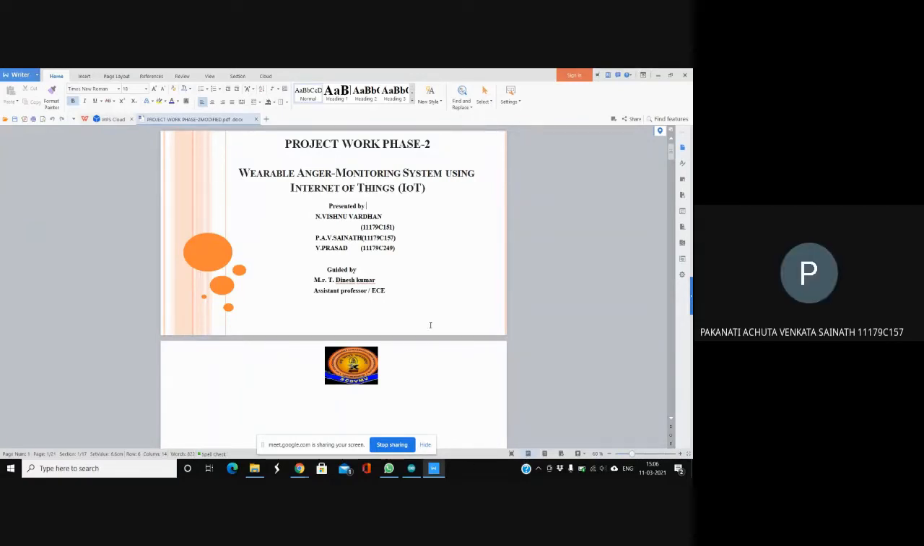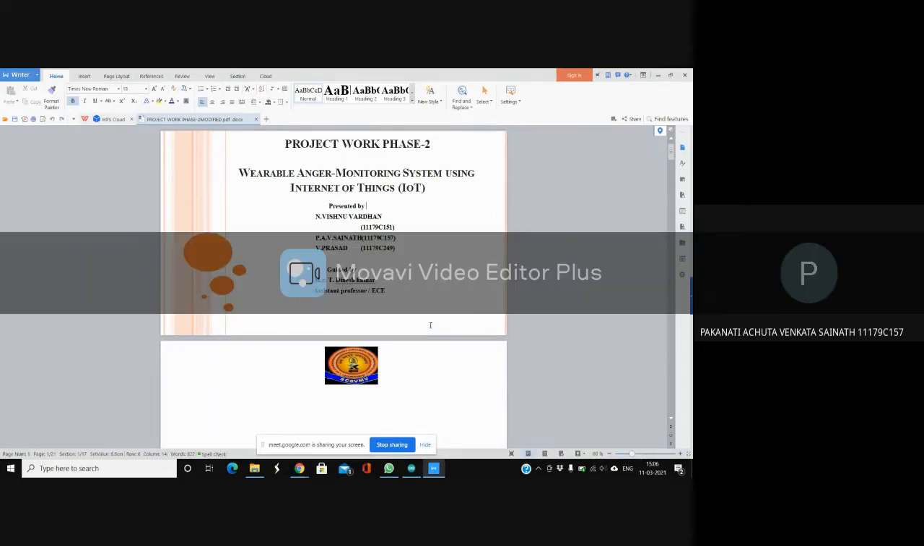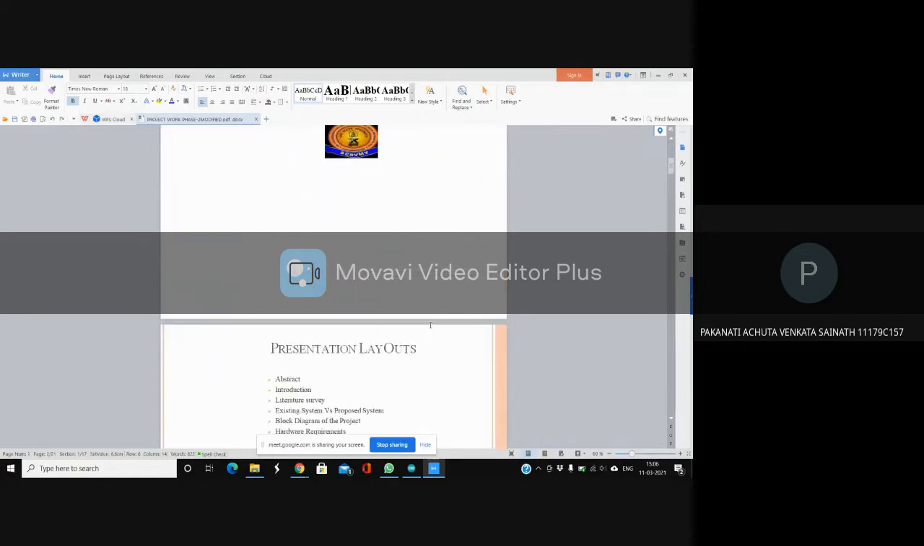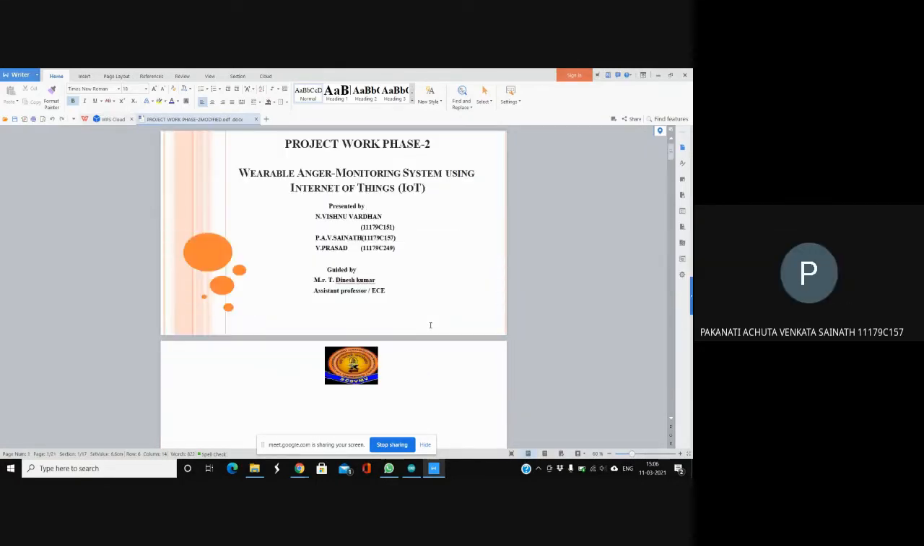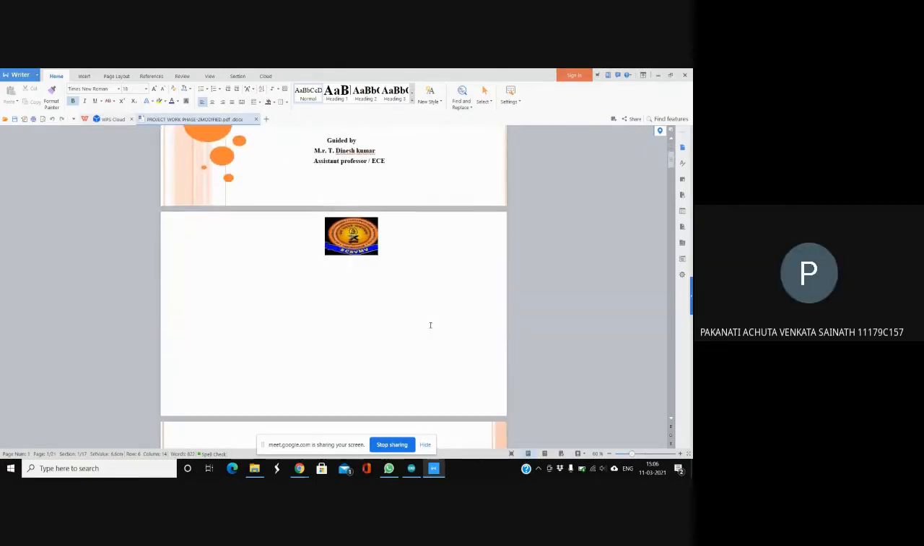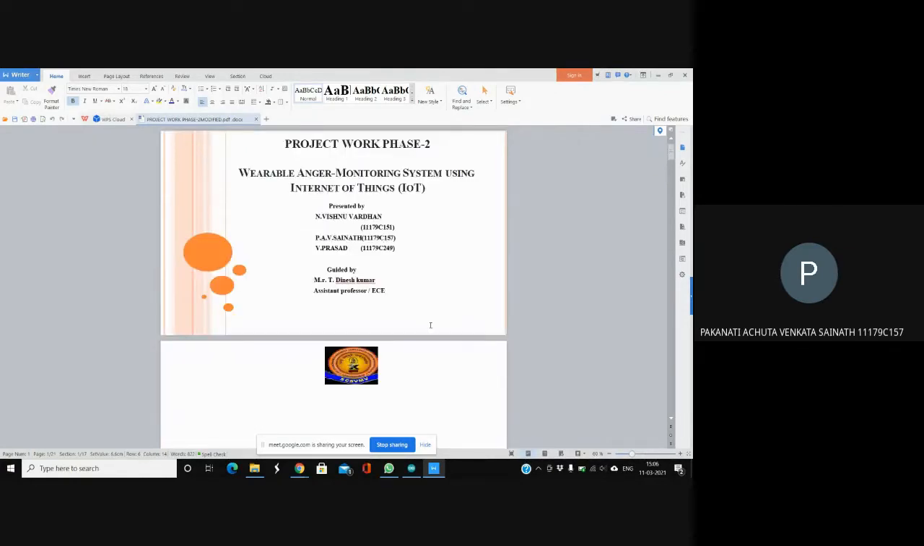Actually, our project name is Wearable Anger Monitoring System using Internet of Things, sir. Our project works on IoT, so we mainly use three components. One is ESP32, which is a 32-bit microcontroller which connects very fast with the cloud. That means it connects with Android devices very fast compared to other microcontrollers.